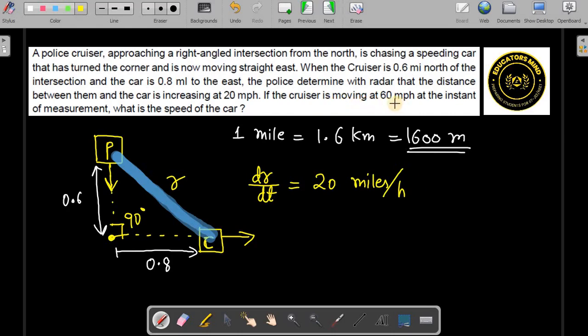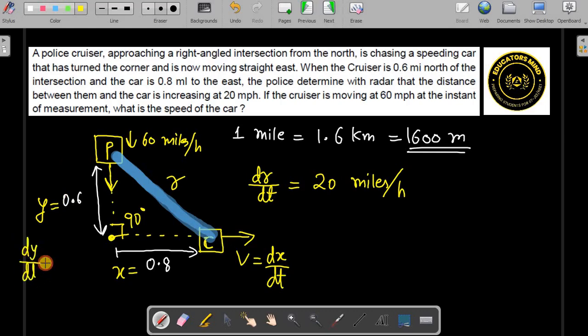If the cruiser is moving at 60 miles per hour, that means the police car is going at 60 miles per hour. At this instant, what should be the speed of this? You can take this as x and this as y. We have to calculate dx by dt. This y is decreasing, so dy by dt is negative. The speed is 60, so you can take minus 60.